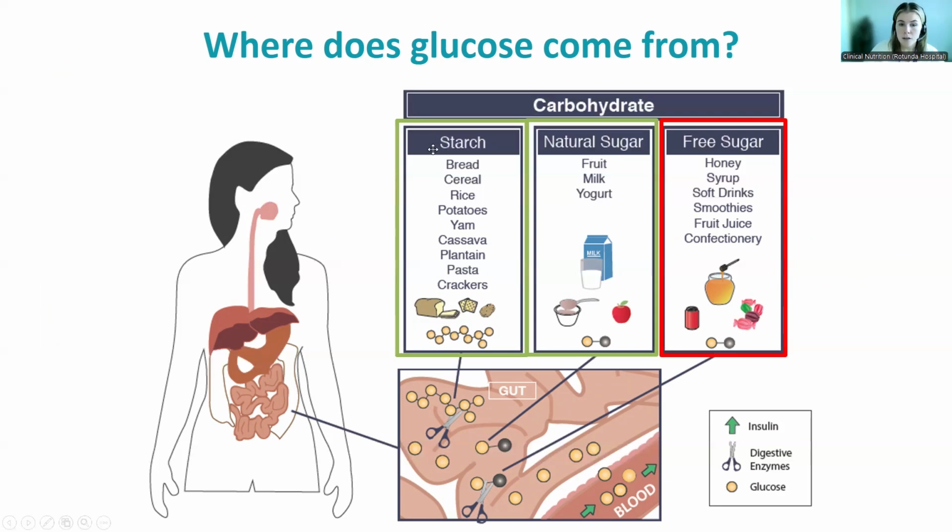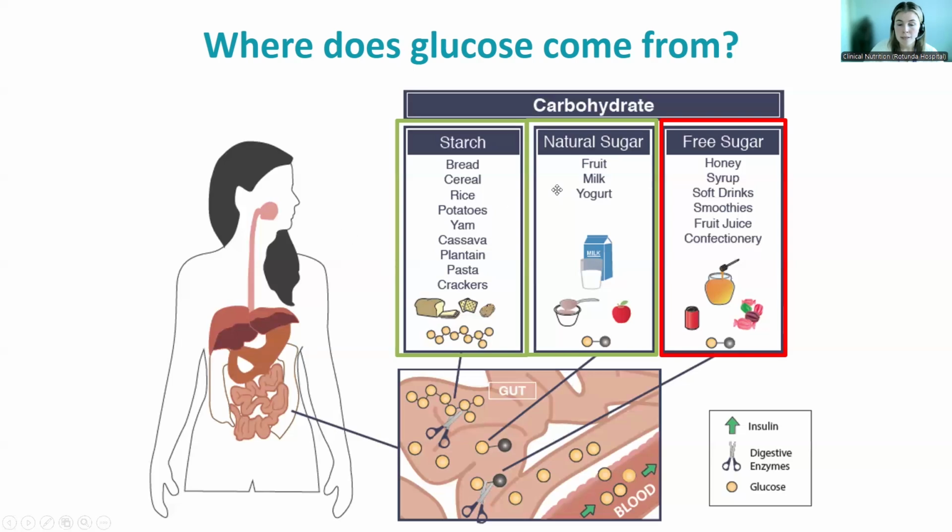So if you look here in this column, you can see starchy carbohydrates like bread, cereal, rice, potato, yam, cassava, plantain, pasta, crackers. These are the carbohydrates that we would still recommend you to eat every day in pregnancy because they contain essential nutrients for pregnancy. They will cause your blood glucose levels to go up, but we still want you to eat them every day in pregnancy because mum and baby need them for their essential nutrients.